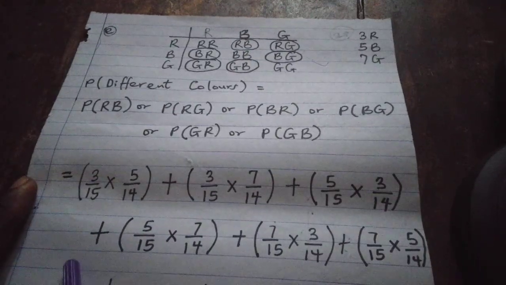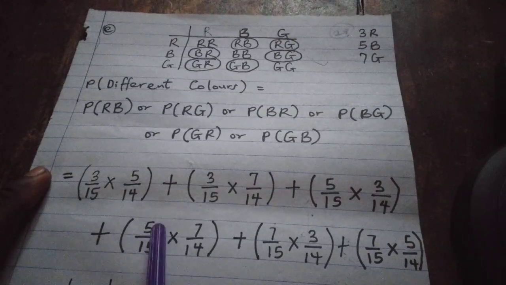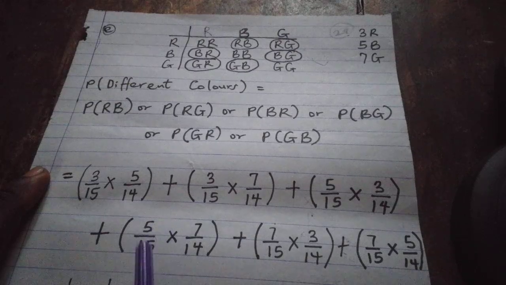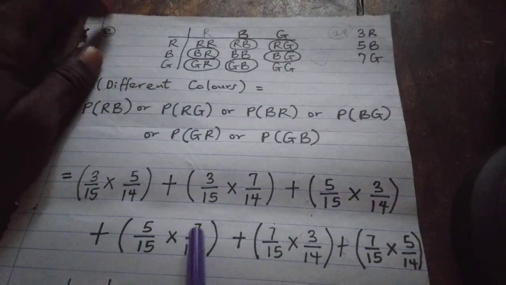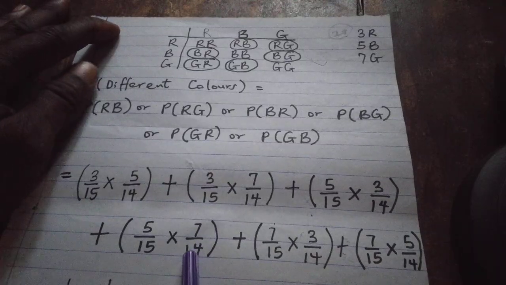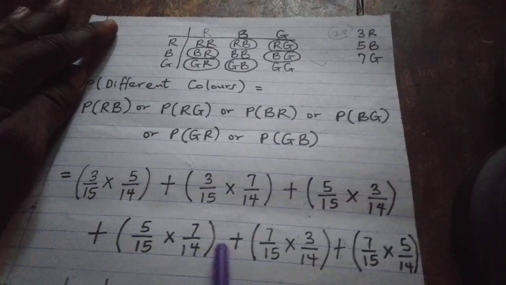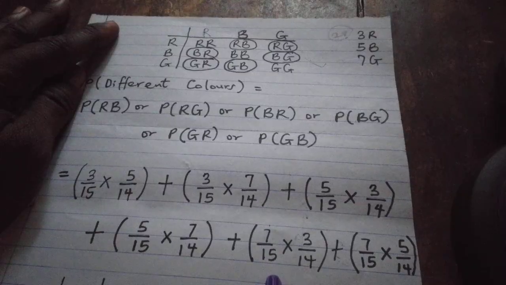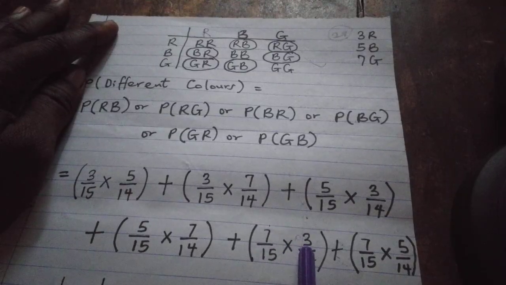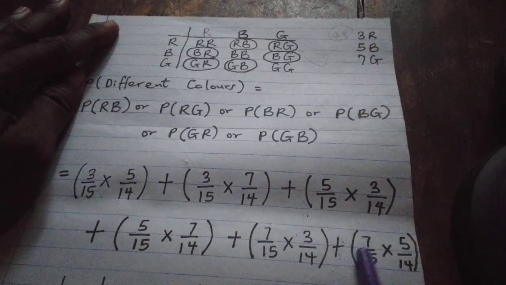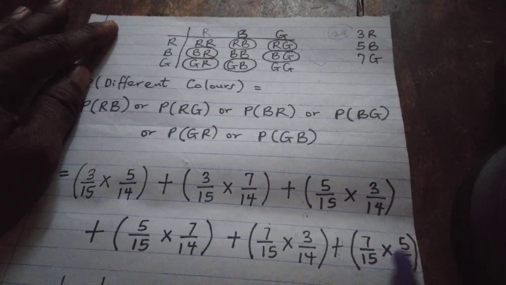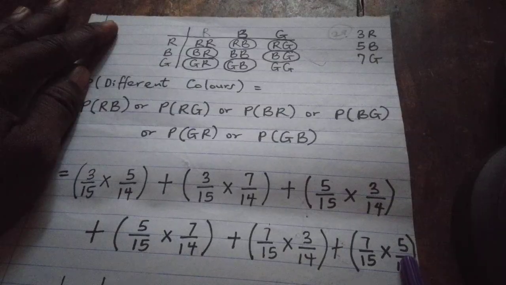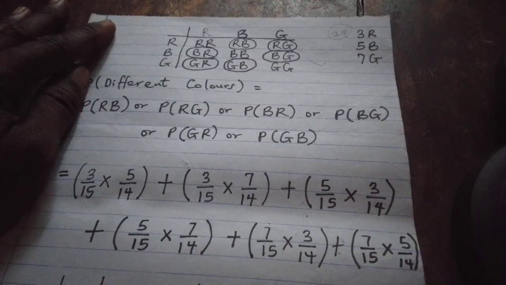That is plus the probability of picking the first ball to be blue is 5 over 15, and the second ball to be green is 7 over 14, plus the probability of picking the first ball to be green is 7 over 15 times the second ball to be red is 3 over 14, plus the probability of picking the first ball to be green is 7 over 15 times the second ball to be blue is 5 over 14.